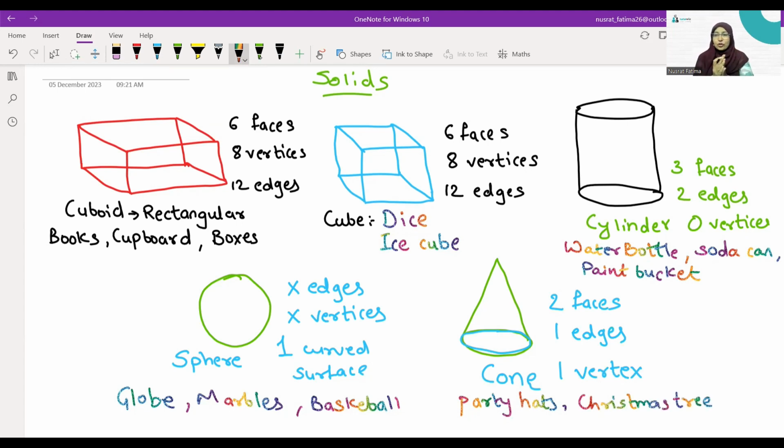So if you look around you, you will find out that many objects have different solid shapes. Cuboid, cube, cylinder, a sphere, and a cone are the basic solid shapes that you need to remember.